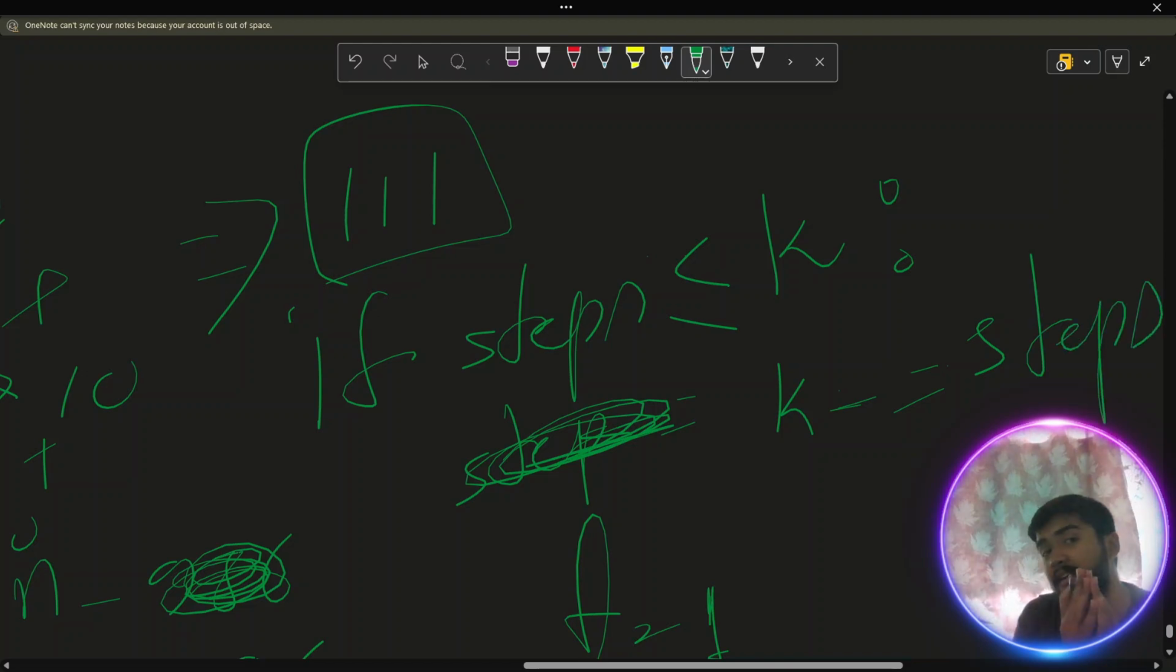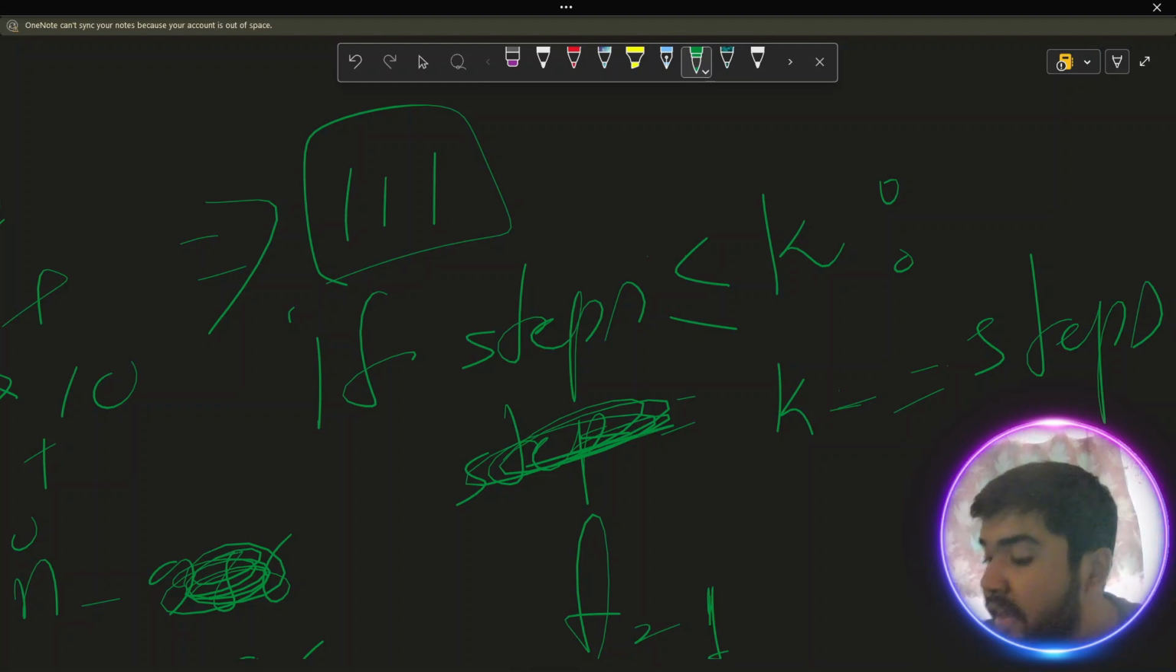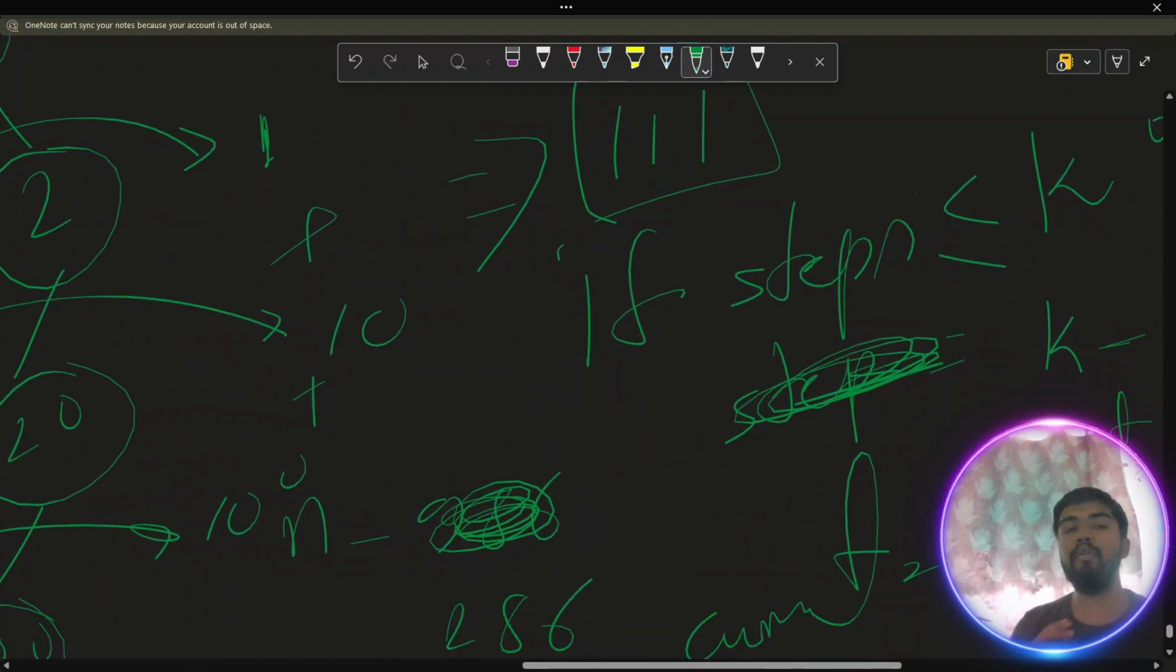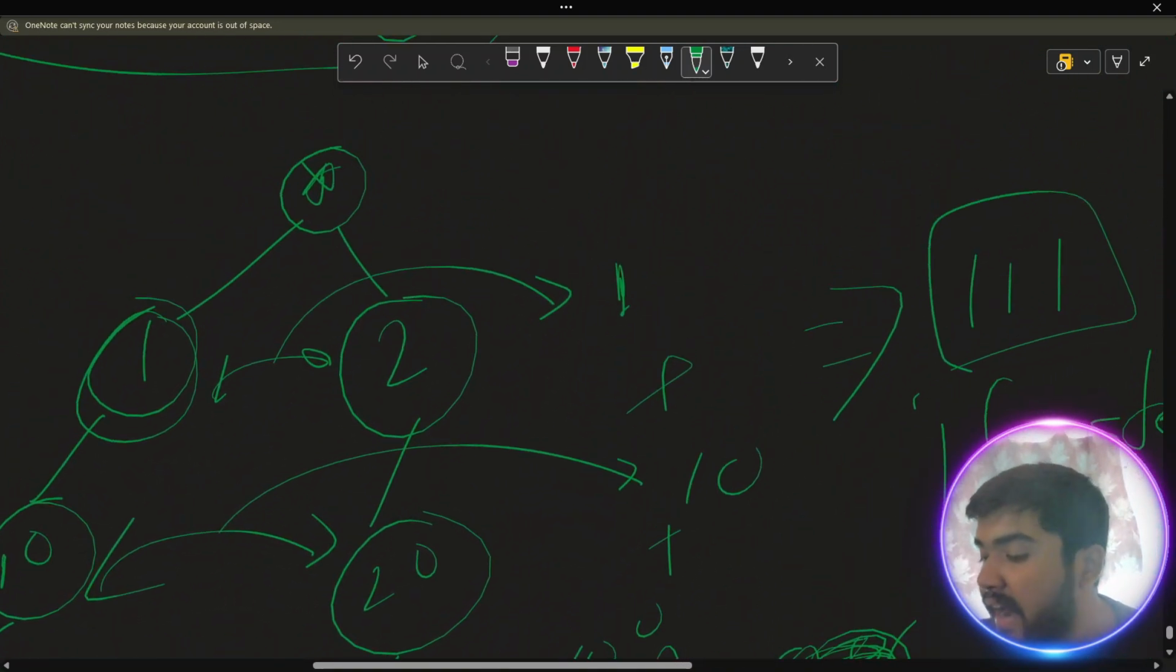And I started with current equals 1, that is, the most significant digit as 1. Then my current should go plus 1, so current is now 2. Now continue. Now we are at this particular node.